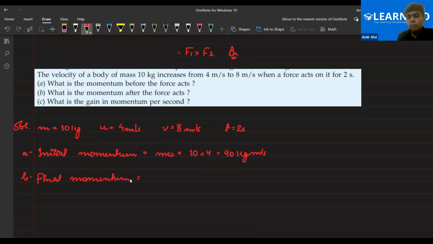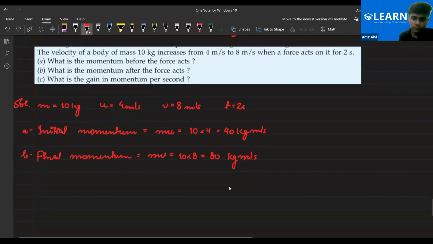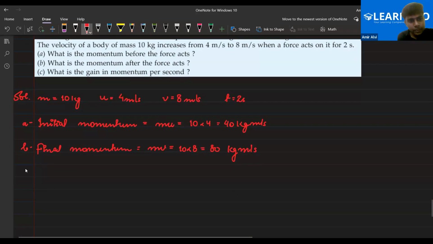And the final momentum would be mv, because after the force acted, the velocity has increased to 8 meter per second, so that is 10 into 8, that is 80 kg meter per second. Am I clear? Yes, sir.